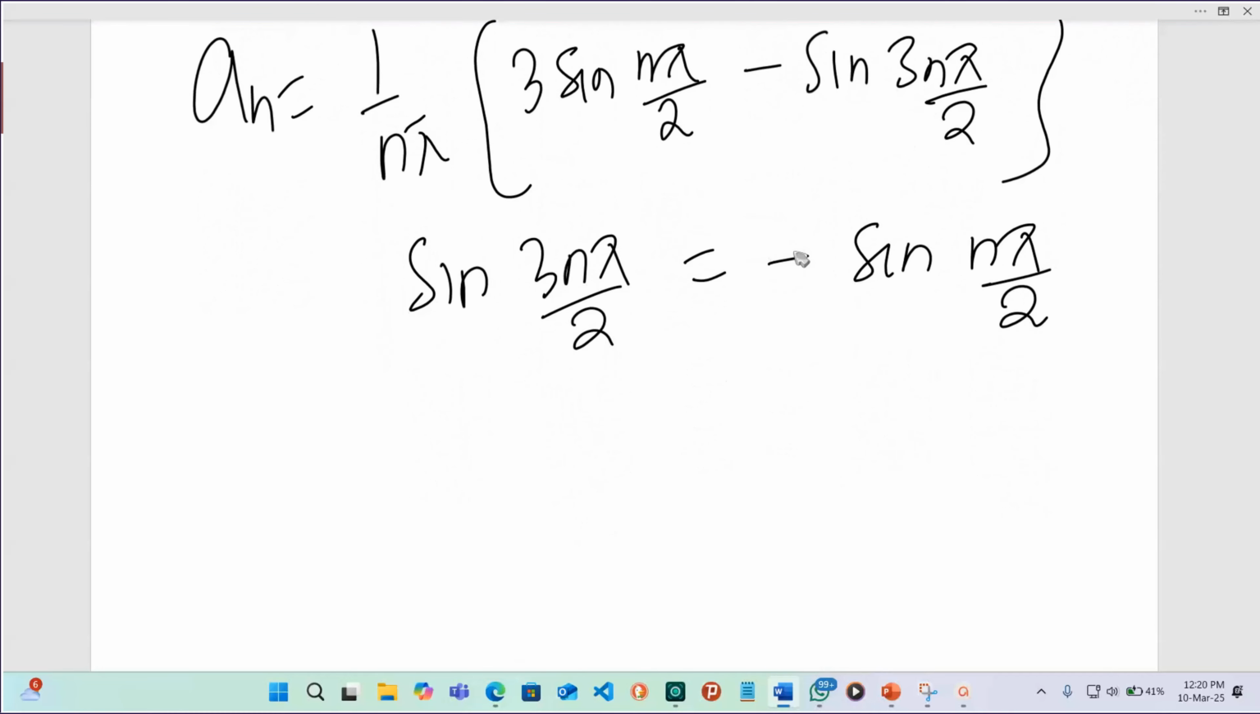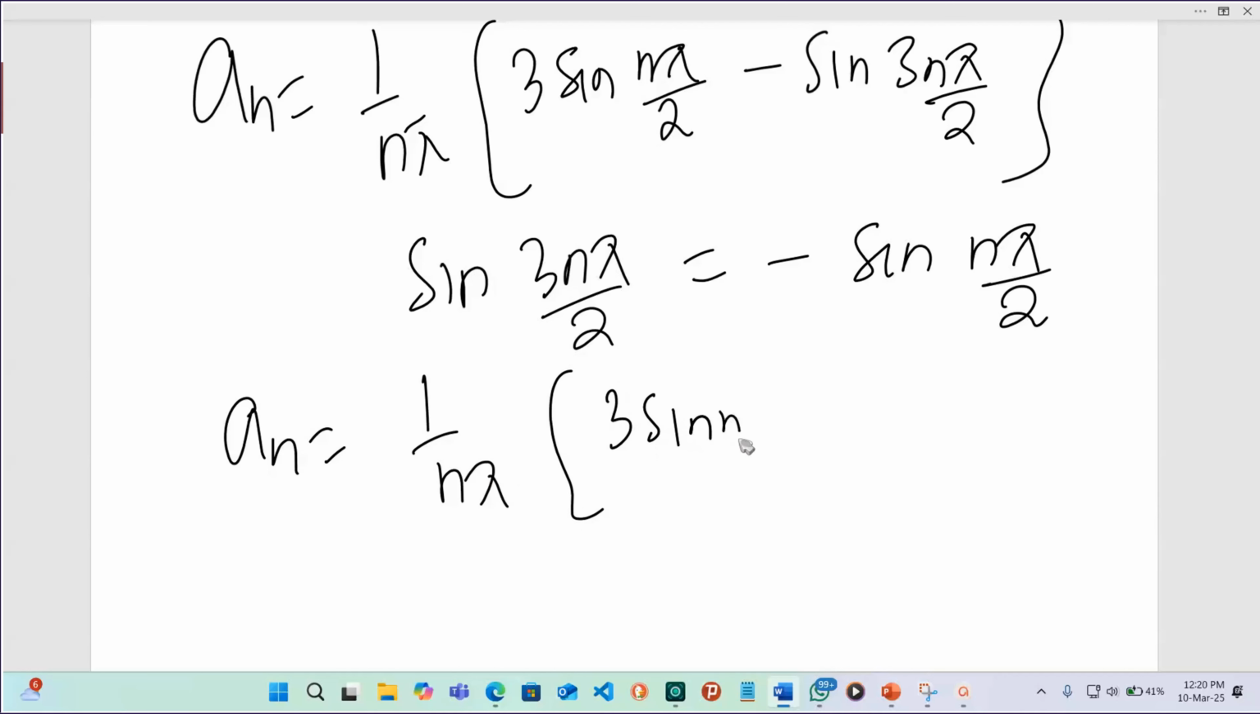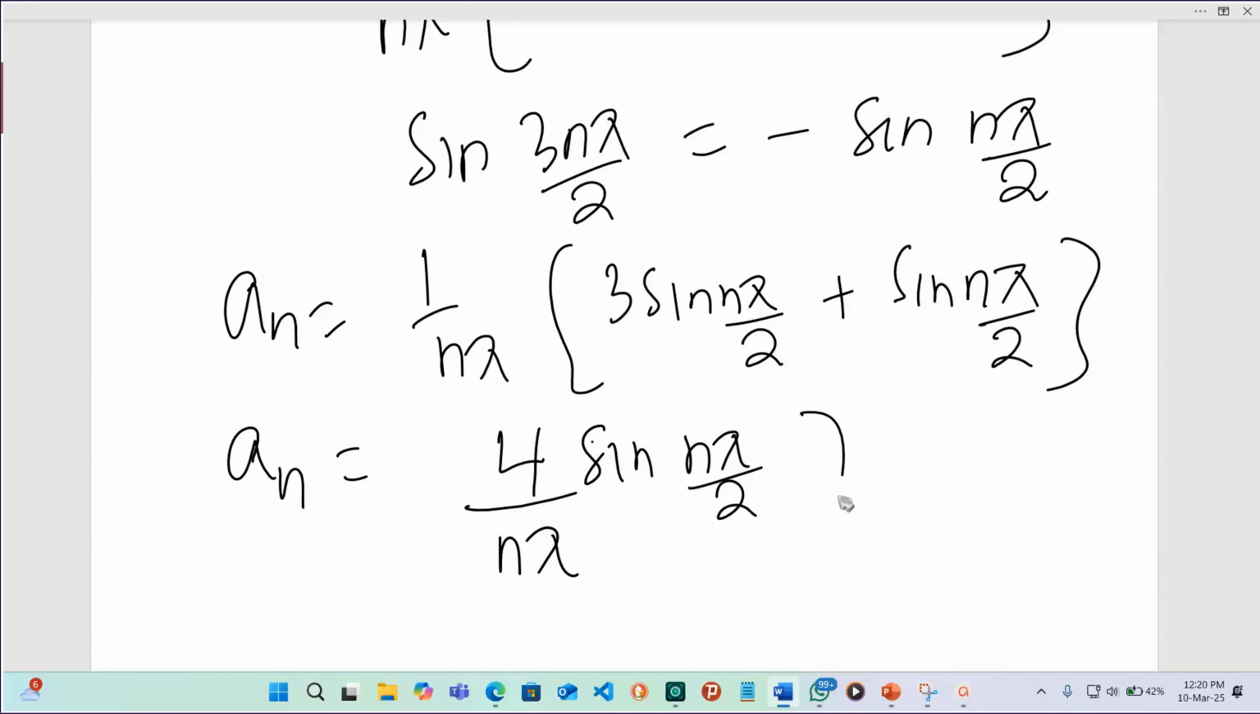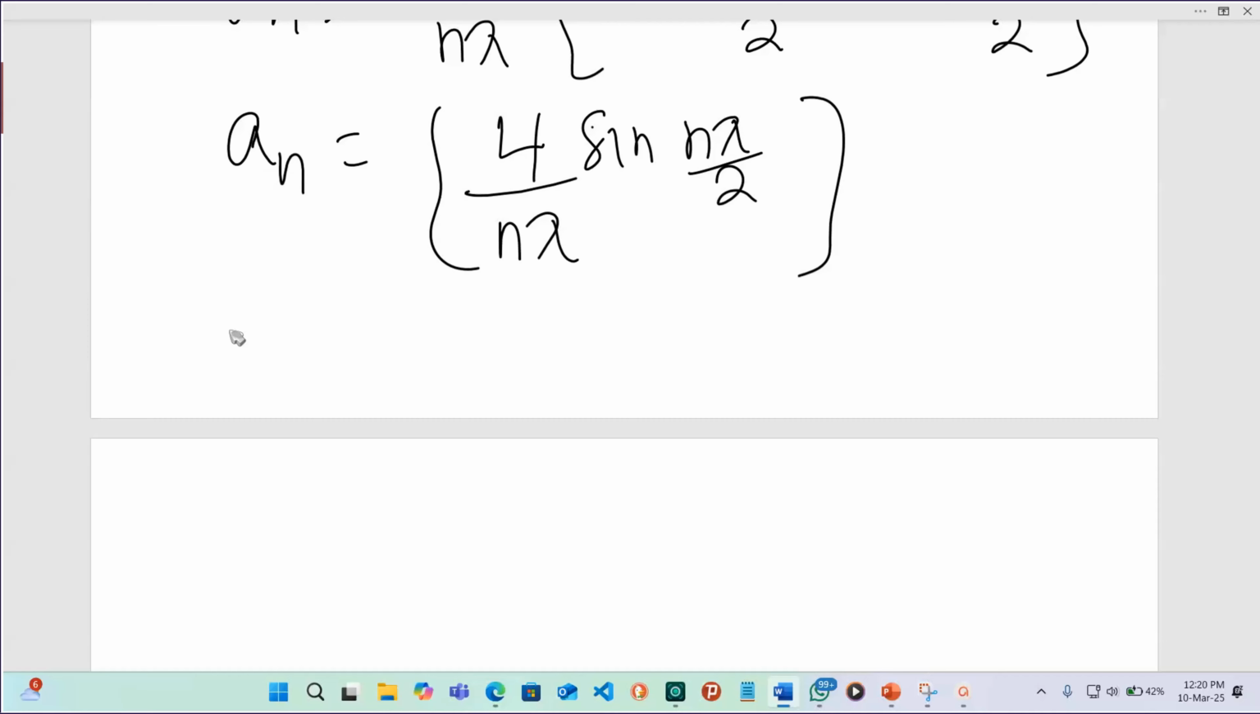So I bring it up there. Our a_n will be 1 over nπ times [3 sin(nπ/2) + sin(nπ/2)]. Just doing the simple arithmetic here, this becomes 4 sin(nπ/2) divided by nπ. So let's check: if n is even, this becomes 0. So a_n becomes 0 for n even.